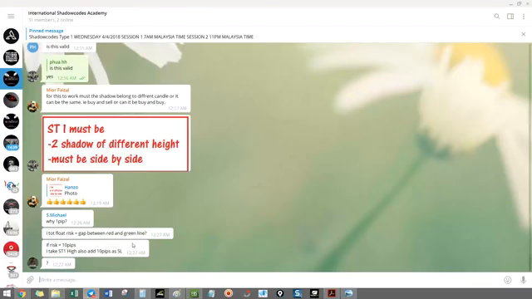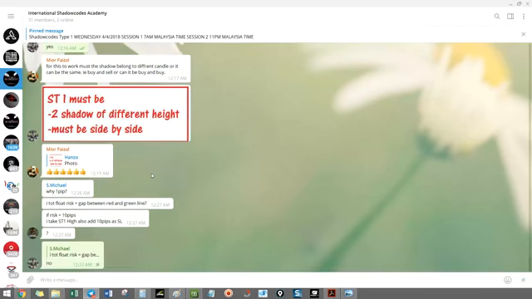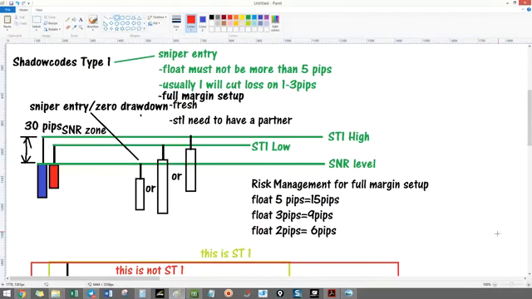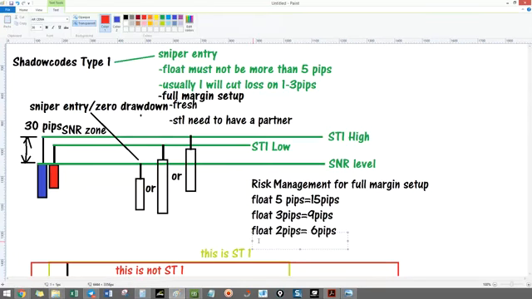Okay. Why 1 pip? I thought float risk is the gap between the red and green line. No. If risk is 10 pips, I take ST1 high, and also add 10 pips SL. 5 pips. For example, we take this one. Which one do you want? Float 2 pips or 1 pip? I will go with my style. Float 1 pip equals loss 3 pips.